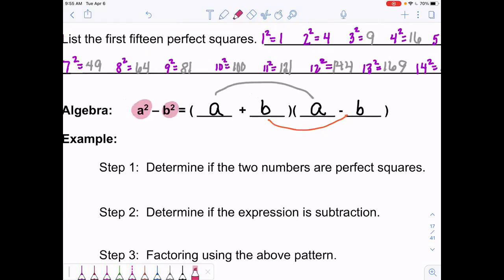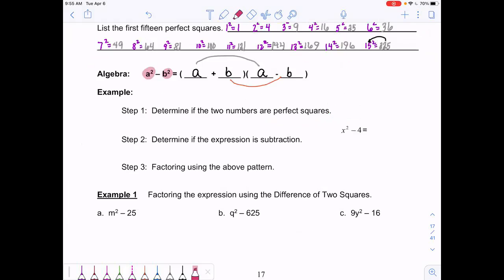Now, there are a couple of things that have to happen. This is my first example here. I made it pretty easy, straightforward. We're going to look at x squared minus 4. So that's what we're working with, x squared minus 4.